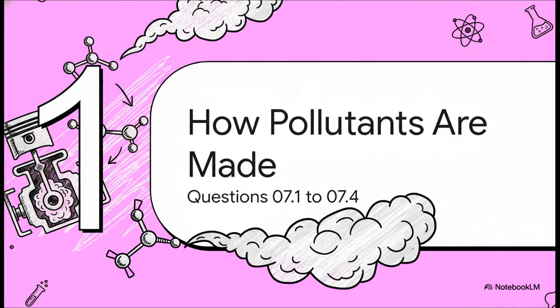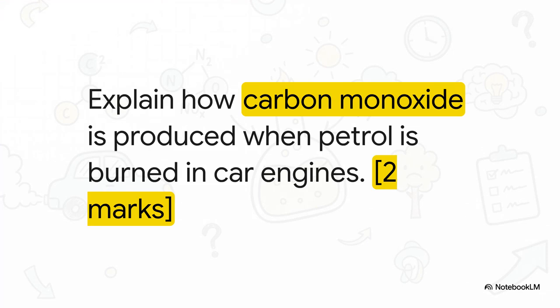All right, first things first. Let's dig into how these pollutants are even made. Like what's happening inside the car engine to create them. So here we go, question 07.1 for 2 marks. The key word to spot here is explain. Now, whenever you see explain, it's a big clue. It's not just asking what happens, it's asking for the scientific reason why it happens.